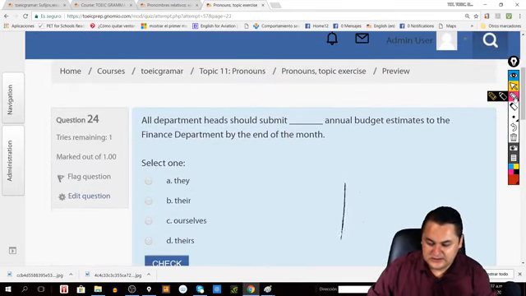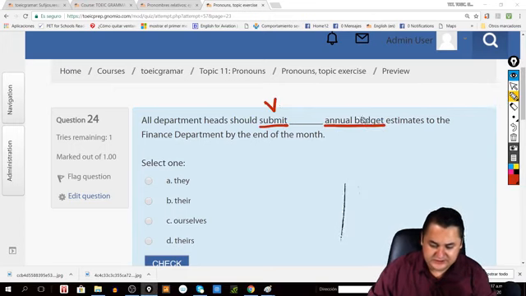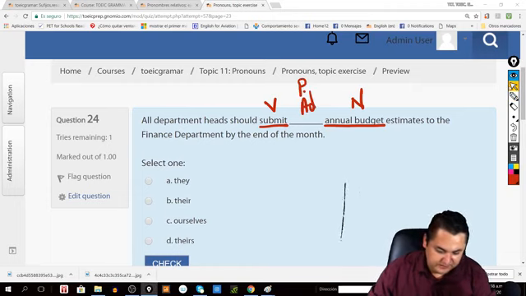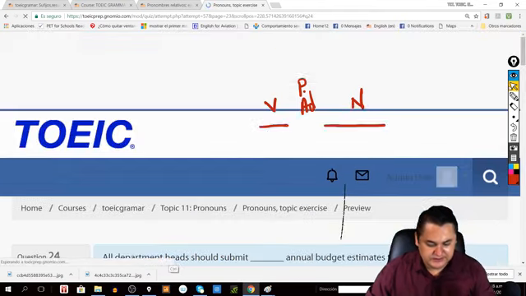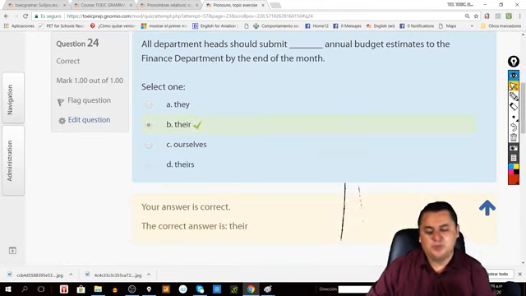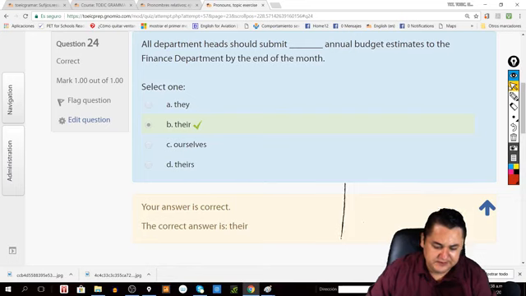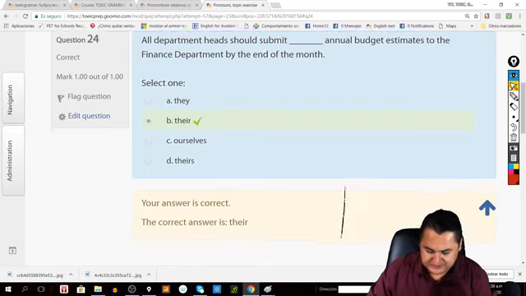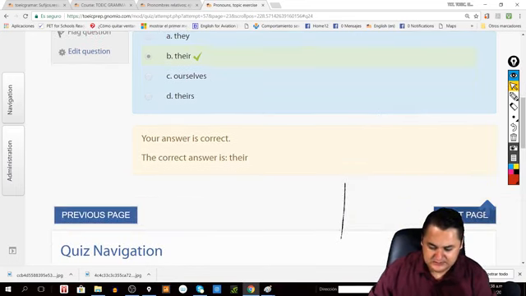In this exercise, submit is a verb, annual budget is a noun, so we need a possessive adjective. The possessive adjective from the options is option B. All department heads should submit their annual budget estimates.